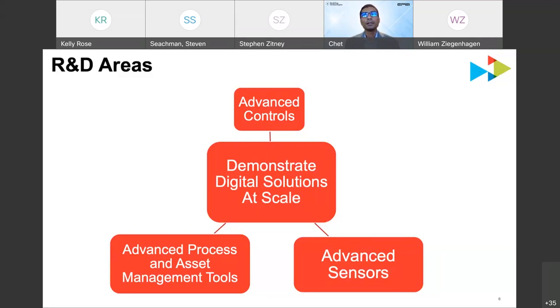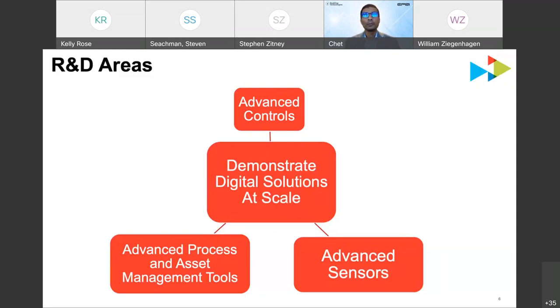And the third area is advanced process and asset management tools. So we will be collecting a lot of data from sensors and we'll be improving our controls. Can we use that information to improve our process and asset management tools? So that's the other area we'll be focusing on in this research center.